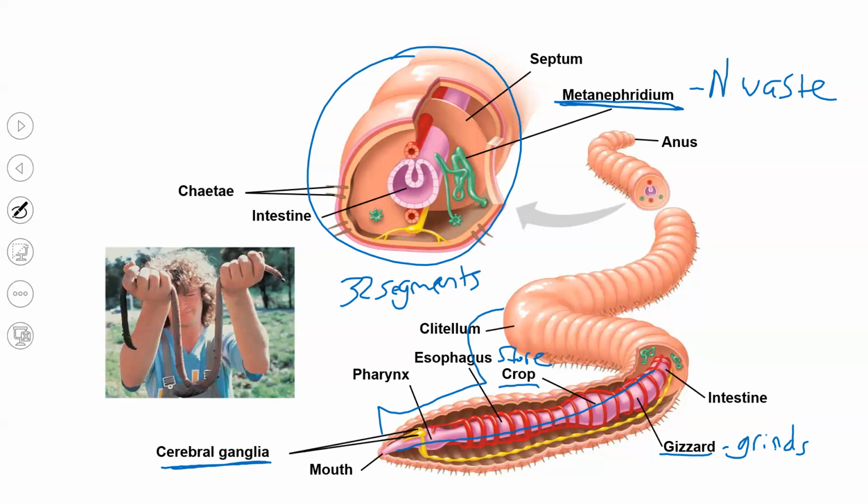What do you notice wrapped around this digestive tract? They have blood vessels. They have a closed circulatory system. So they get their nutrients into their body by ingesting them. But as they digest them, they're transported through their body through their closed circulatory system. They have blood vessels. So their circulatory system is separate from the rest of their body.